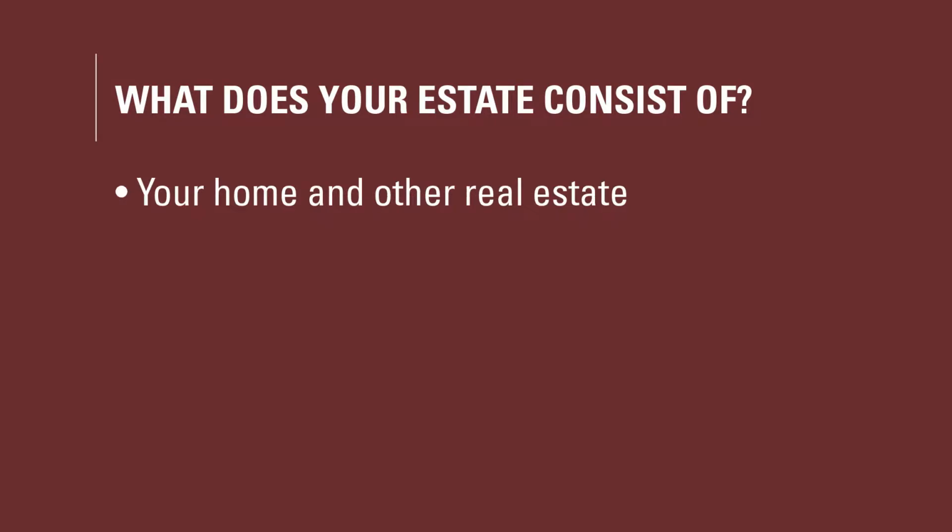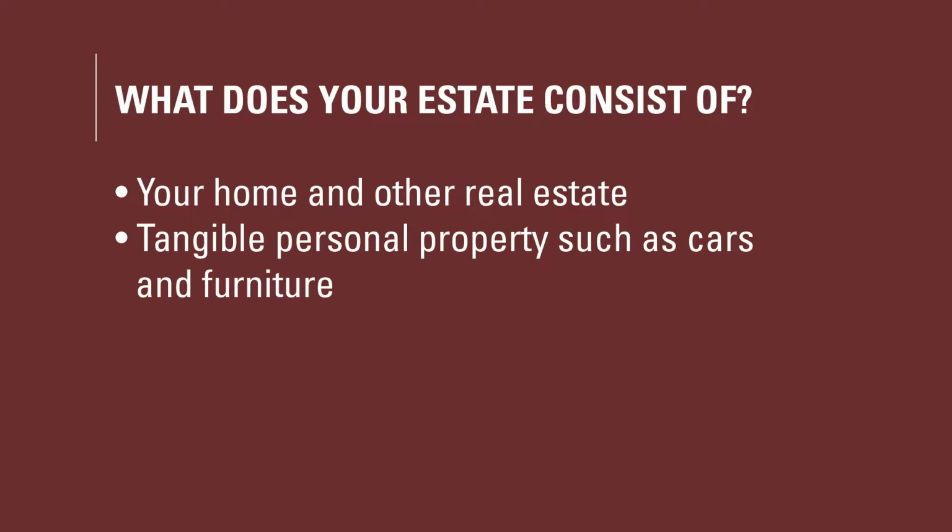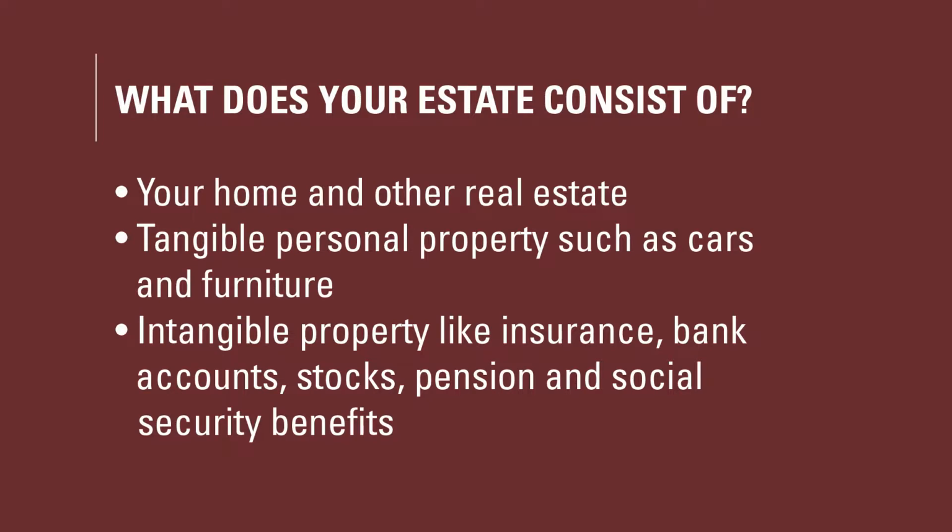Your estate will consist of any property that you own at the time of your death. That will include your home, any other real estate you may own, personal property such as cars and furniture, and other properties such as insurance, bank accounts, retirement accounts, pensions. Basically, anything that is in your name at the time of your death could be a part of your estate.